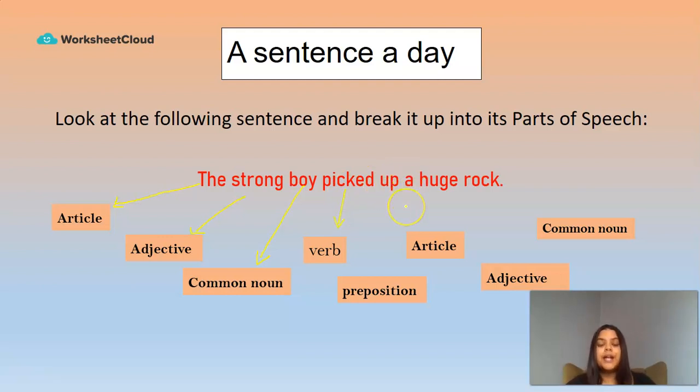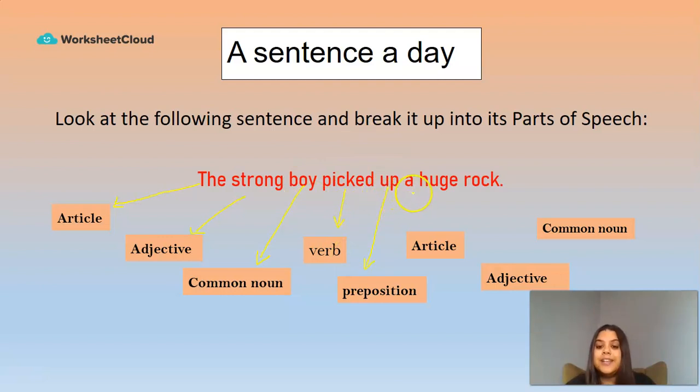Okay? It's telling me how the object was picked up. It's also telling me the relation between the boy and the rock, which is the object. So it's a preposition. But be careful here, because this could also be an adverb, because it's telling me more about the word picked. Okay?